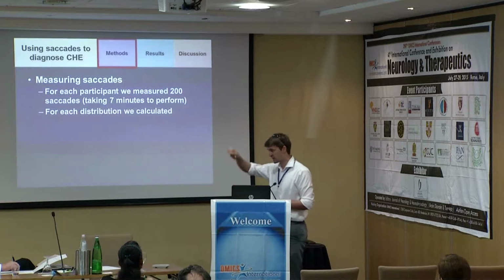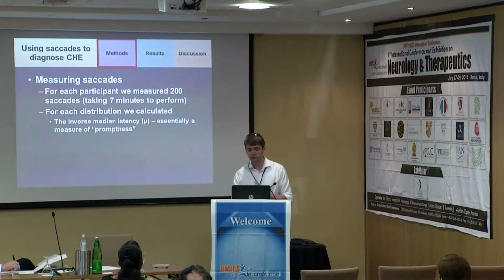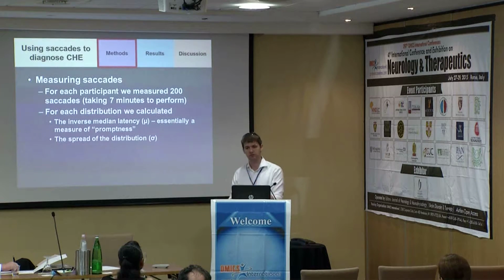And for each saccadic latency distribution, we looked at 2 key features. First of all, the inverse median latency, well, as I said, a measure of promptness. Okay, that's going to correlate with our reaction times, and also the spread of the distribution. How variable is an individual's reaction time?